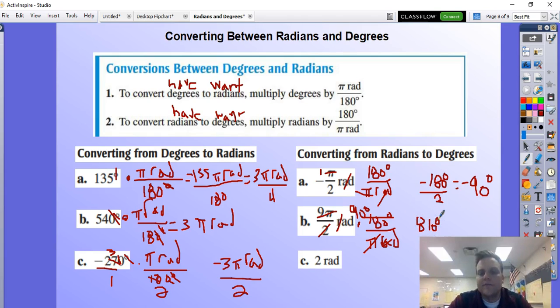And there we go. Last but not least, guys, is converting 2 radians. Okay, 2 radians, to convert radians to degrees, multiply radians by 180 degrees divided by pi radians. Radians cancel. There's no pi here, so the pi is not going to cancel this time like it has been in the other 2 problems. But 2 times 180 is 360, so I get 360 degrees divided by pi. That's as far as I can go for this problem, if I don't want a decimal approximation.